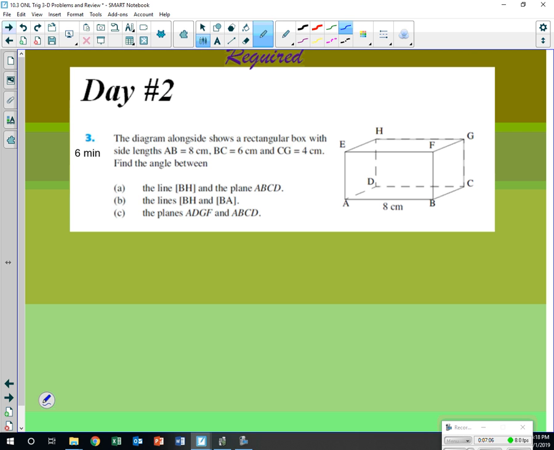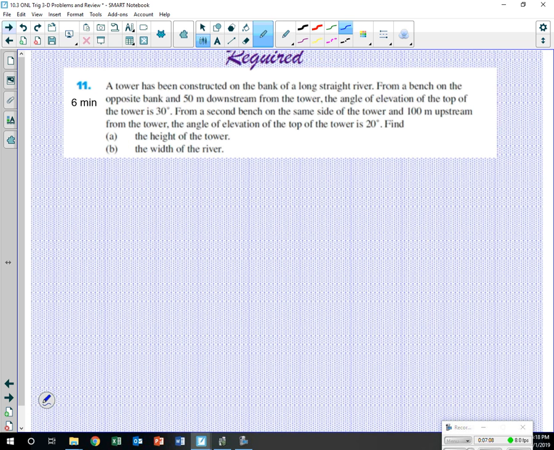On this second day, we've got some more of those working within a 3D structure. Here's where we get the tower puzzle, the tower problem. A tower has been constructed on a bank of a long, straight river.